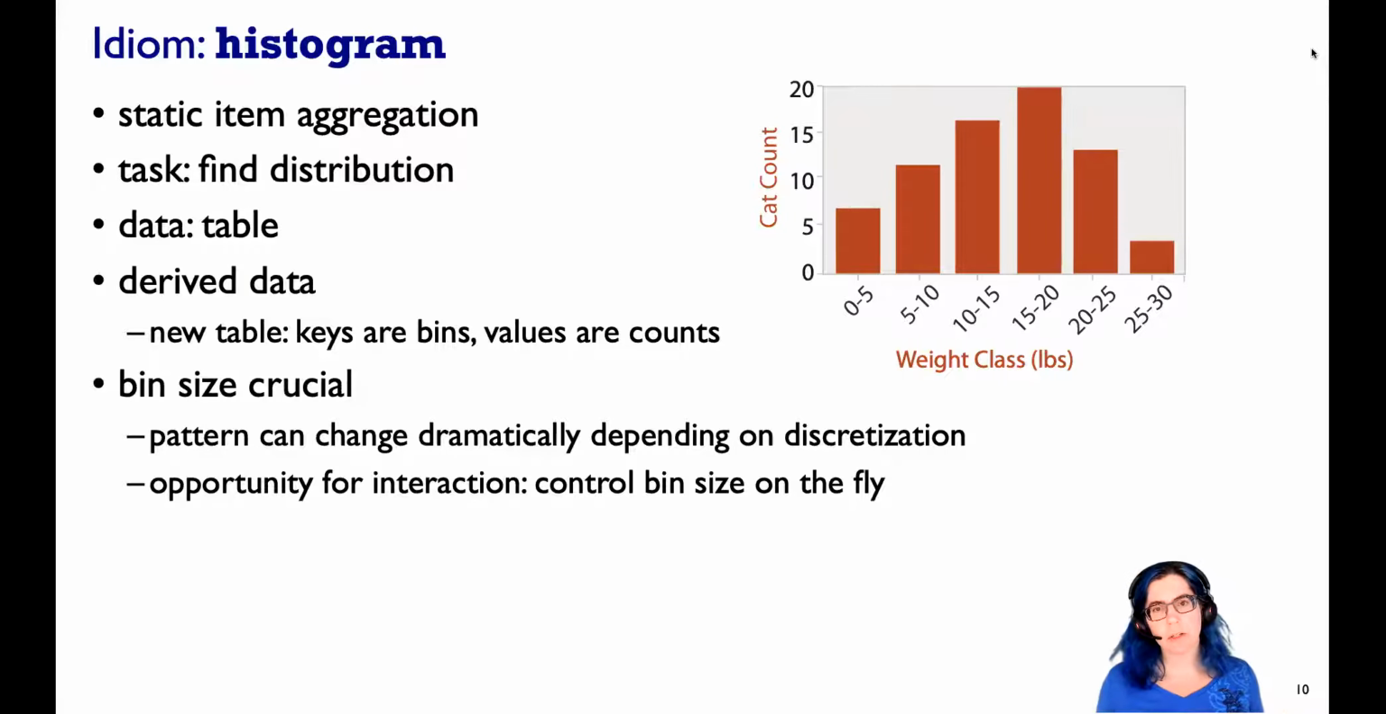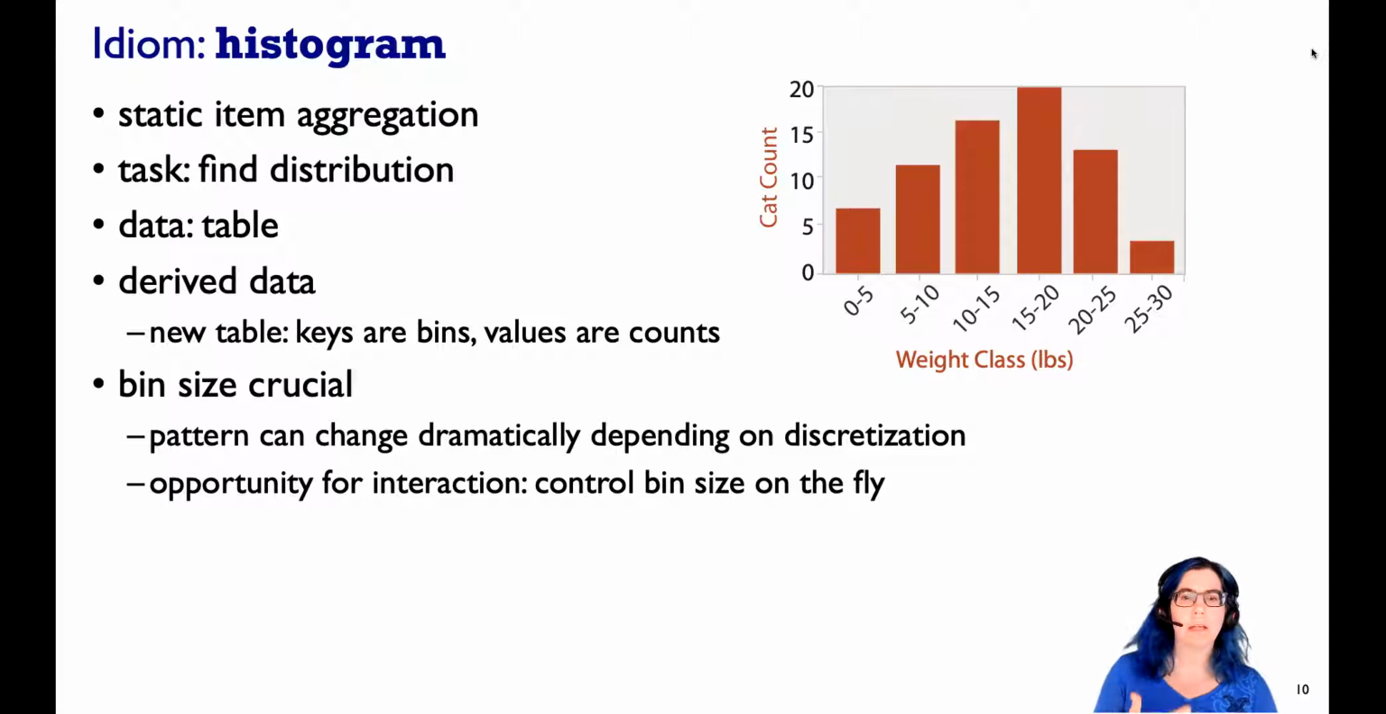So an aggregation algorithm, an idiom that surely you're all aware of, is the histogram. You've seen this before, but let's analyze this with our structure. So this is an example of static item aggregation. It's perfectly suited for the task of finding a distribution. And the visual encoding looks just like a bar chart, but of course what's being shown is different.